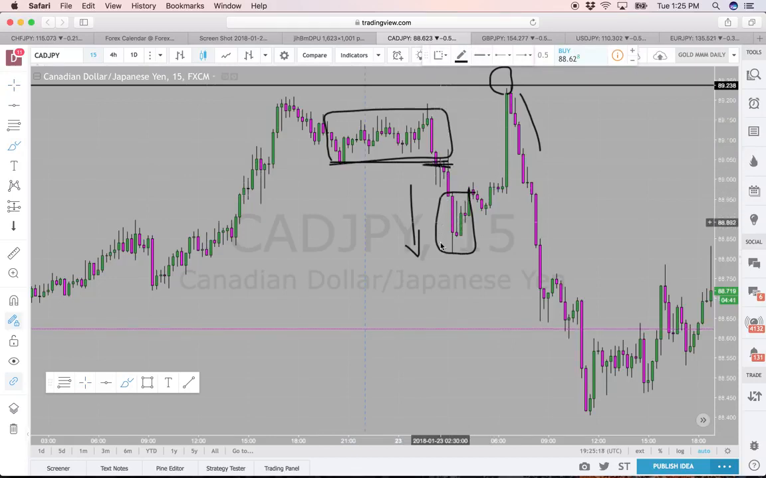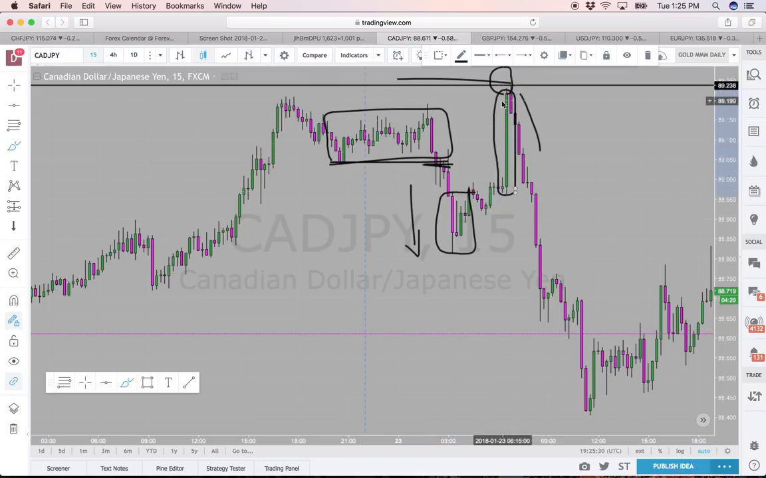The retail traders that sold in here and had their stop losses up in here are now stopped out. All the retail traders that bought into this have now been stopped out here or here. This candlestick was only to induce the retail trading herd long, in the opposite direction from where they were going. And notice how first they induced them short.